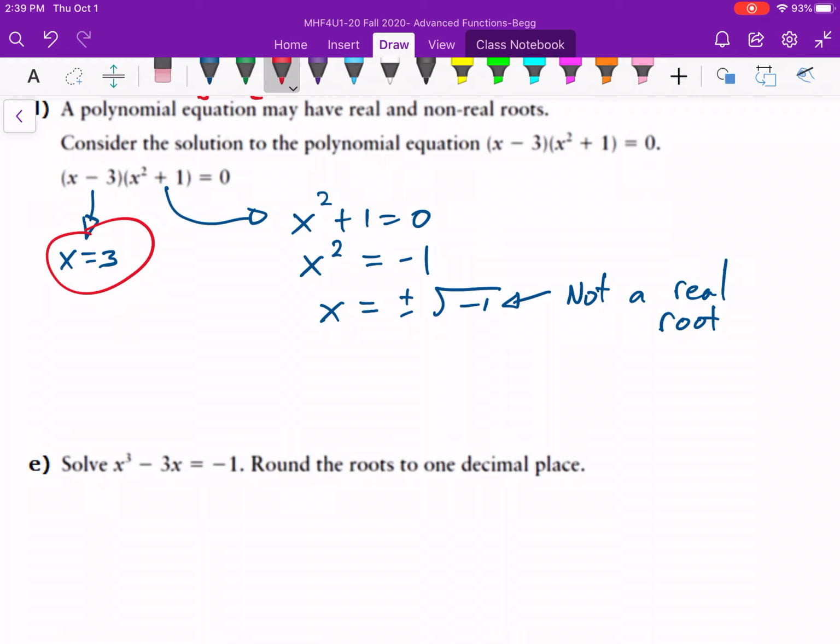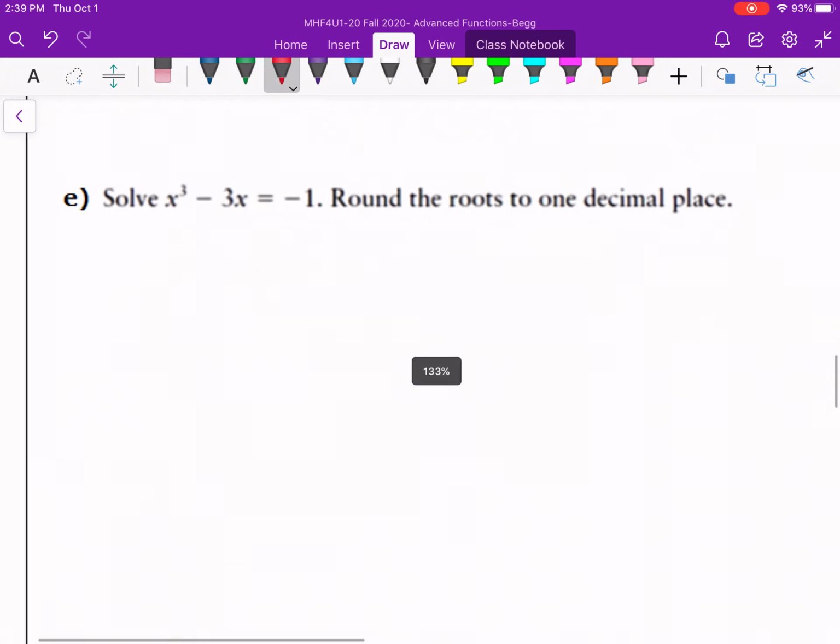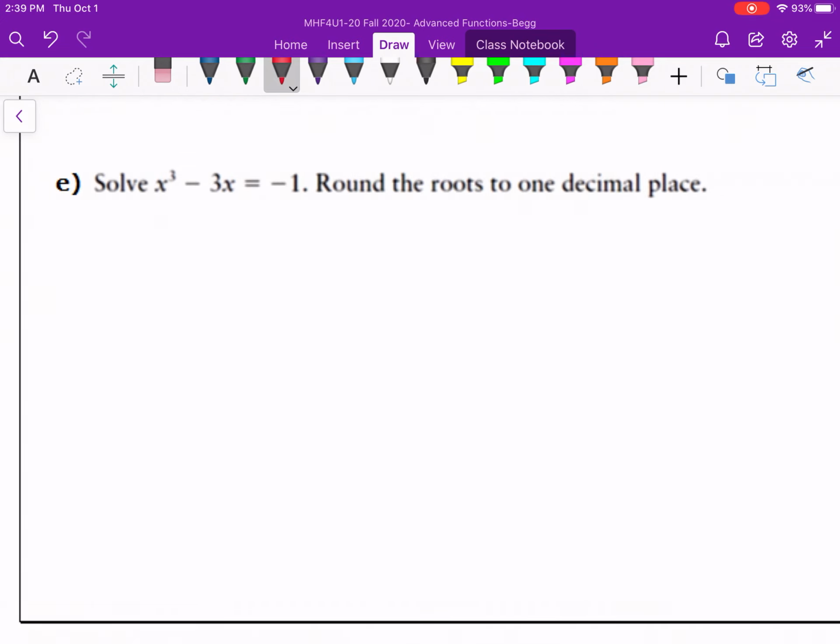This last one, where it says solve this equation and round the roots to one decimal place, that's a bit of a tip-off that we're not going to be able to solve it all by factoring because there wouldn't be any decimal places. So we're being given a heads up here that something's going on. First thing though I'd do is put it into standard form. So I would bring that negative 1 over to the left, make it a positive 1.